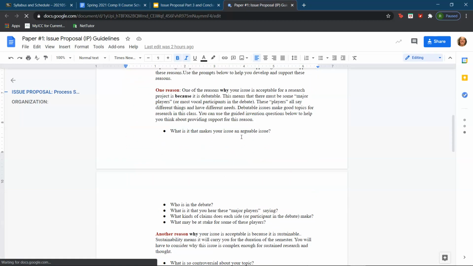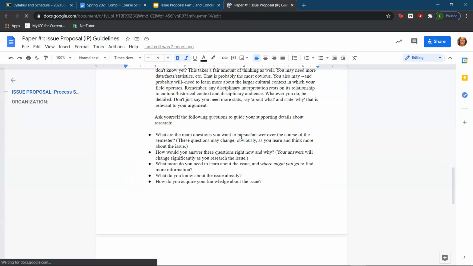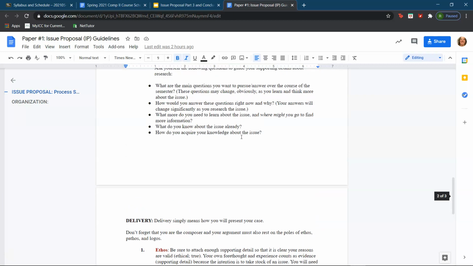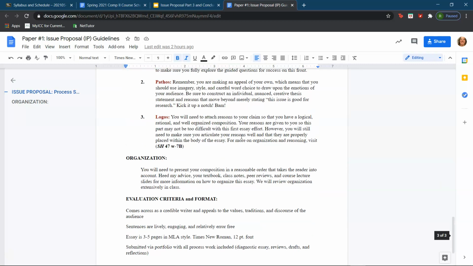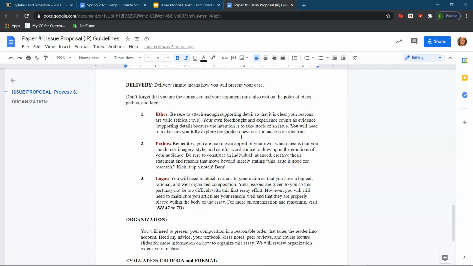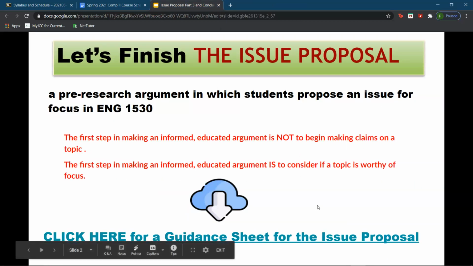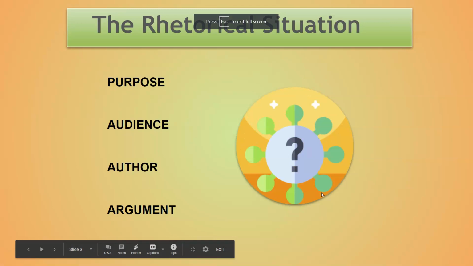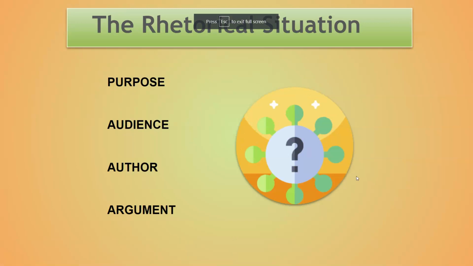So what we're focusing on is finishing up the reasons and focusing a little bit more on delivery. So we're going to be talking about ethos, pathos, and logos. Those are things that we have very much been talking about already. So of course, as always, you want to think about the rhetorical situation, purpose, audience, author, and argument.